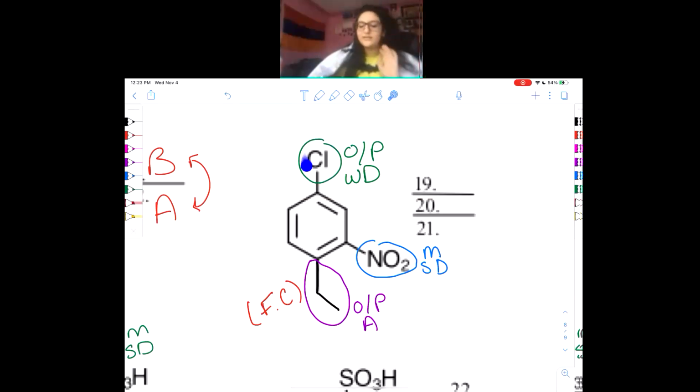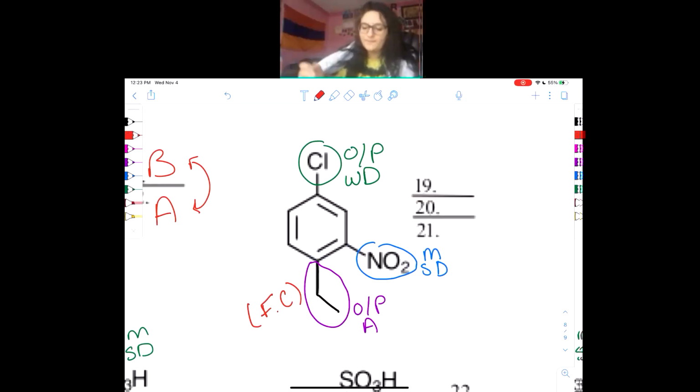And the chlorine doesn't really matter whether it comes before or after the Friedel Crafts, because it's a weak deactivator, so Friedel Crafts could still happen. And chlorine and NO2 are meta to one another, but also you can think of it as chlorine is para to the R group, and this is ortho to the R group. So we have two big possibilities.